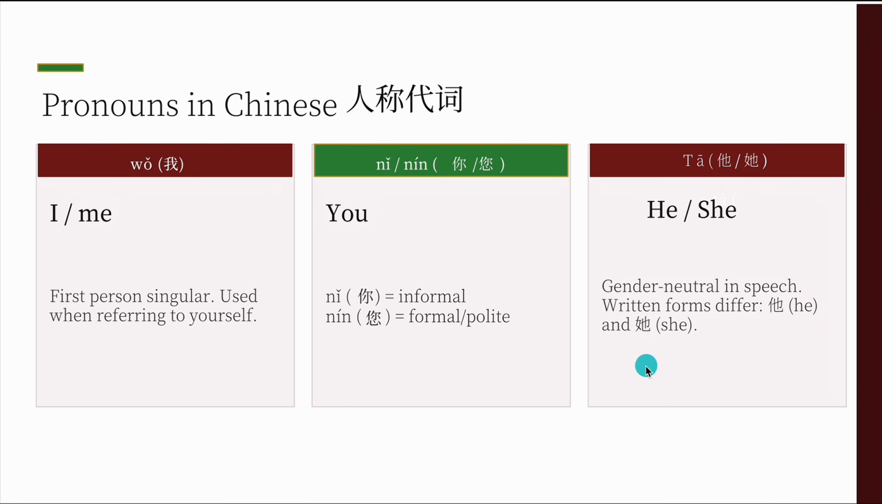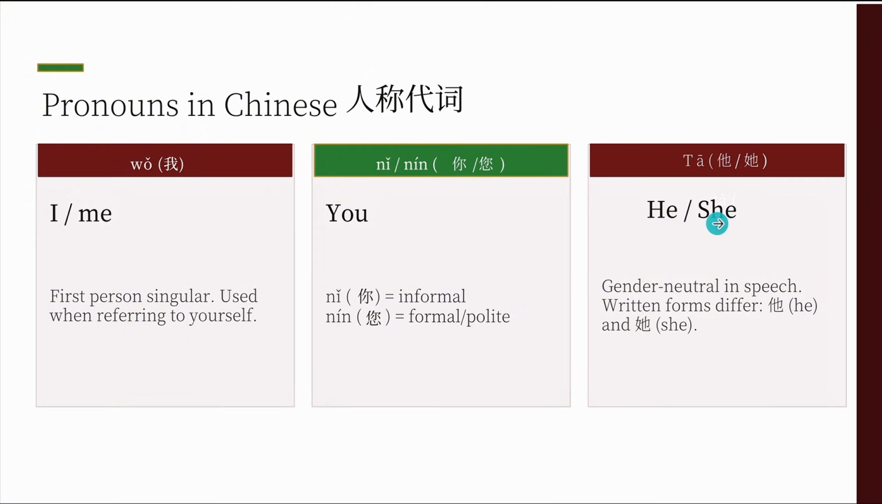Let's look at the pronouns in Chinese. We've learned some of the pronouns, even though we didn't know it, in our first lesson. Here we have 我, which means I or me. 你, the informal way of saying you, and the formal way is 您, and this is where we get 你好. So 你好 literally means you good. 你好 informal way, 您好 formal way.